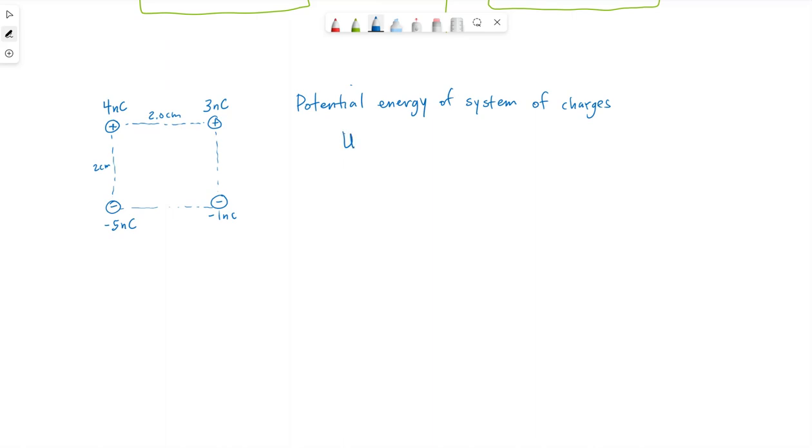Okay, we know the electric potential energy of any one point charge due to another is kq over r. To find the energy of a whole system, we simply need to find the energy due to each combination. So let's call these Q1, Q2, Q3, and Q4. What I have to do is find this energy because of the combination of Q1 and Q2, but I need to add to that the combination of Q1 and Q3.